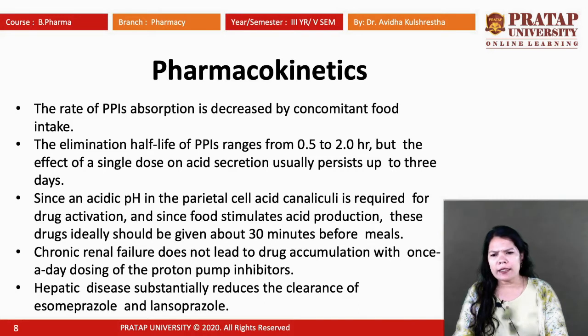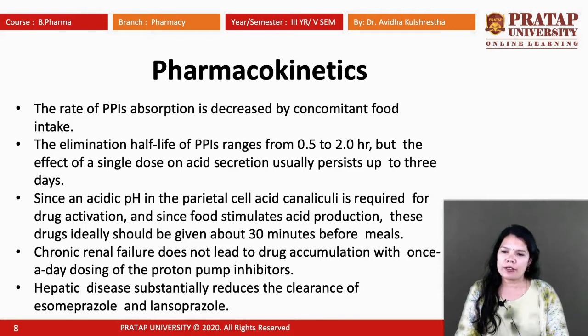Chronic renal failure does not lead to drug accumulation with once-a-day dosing of proton pump inhibitors. Drug accumulation never creates chronic renal failure or any kind of thing. But if we are providing more than once a day, if we are using this PPI more than once a day, this can create some harmful effects, some adverse effects also. So if you are consuming PPI, it is once a day only. Hepatic disease substantially reduces the clearance of esomeprazole and lansoprazole.